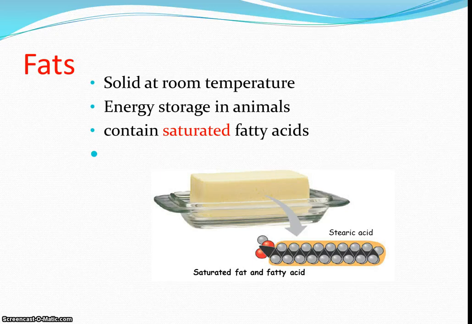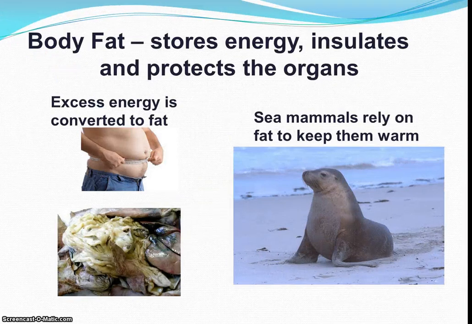So, like we said, saturated fatty acids are going to be more solid at room temperature. This is the type of fat that we use for storage in animals, and that's things like butter. Body fat is actually a good thing. Some body fat in small amounts is okay. It helps to store energy, it helps to insulate, and it helps to protect your organs. Any excess energy, which means any of the carbs that you didn't use for that day, get converted into fat as a storage facility in case you need it later.